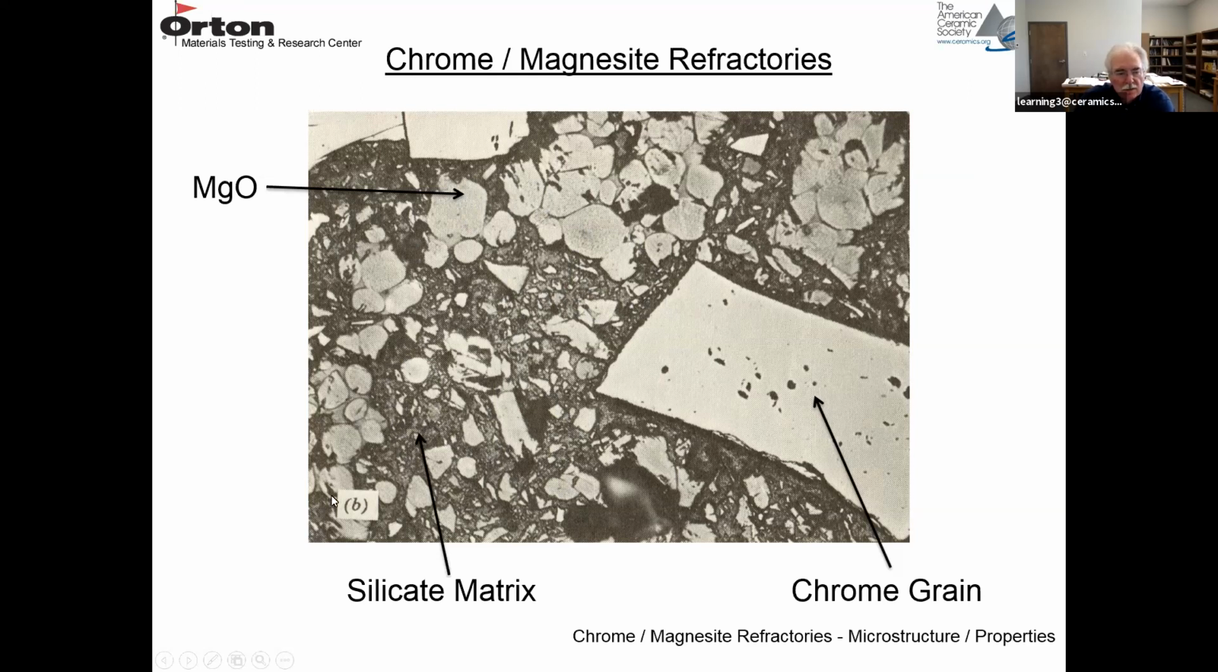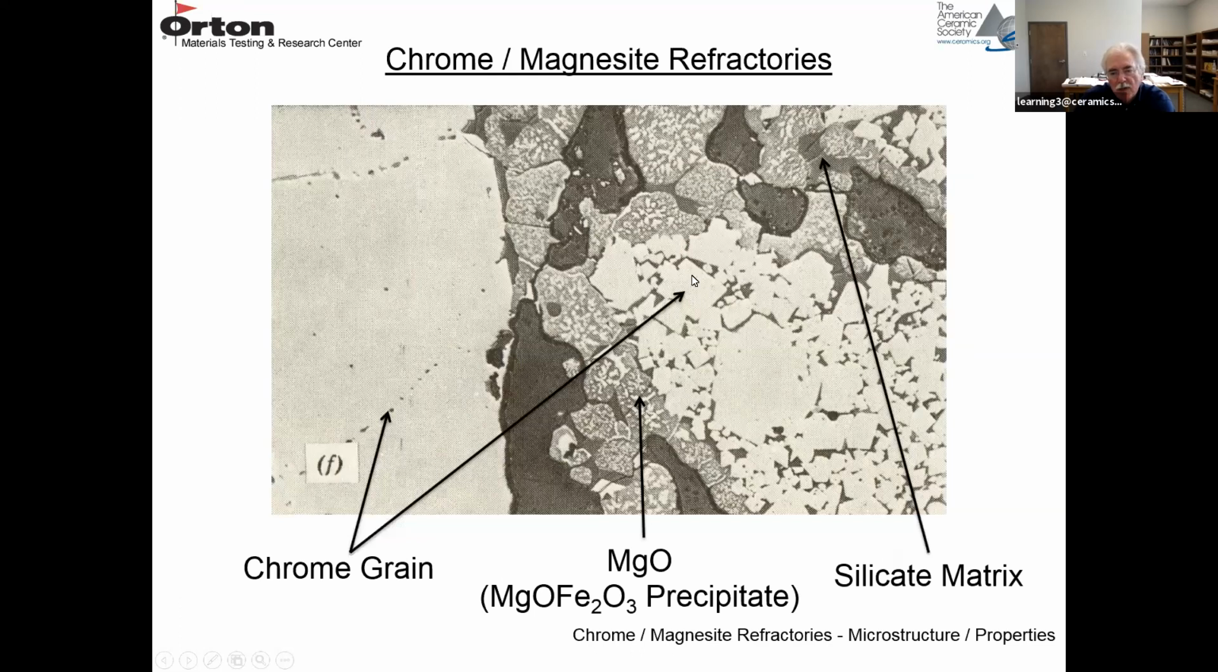Here's a higher magnification. So here's a chrome grain. And these are also chrome grains, smaller. These are your MgO grains. They have a precipitate. There's some iron present, so there's an MgO-Fe2O3 precipitate. And then these gray areas are your silicate matrix. This is porosity, these dark gray areas. So chrome grains, MgO grains with an iron precipitate, iron causing the MgO-Fe2O3 precipitate, and silicate in the matrix.